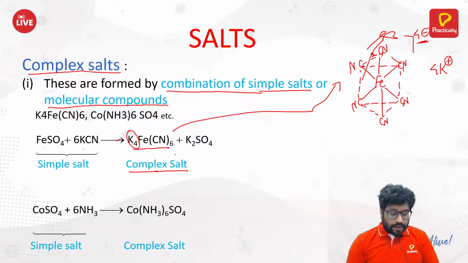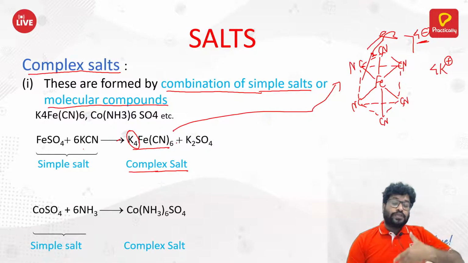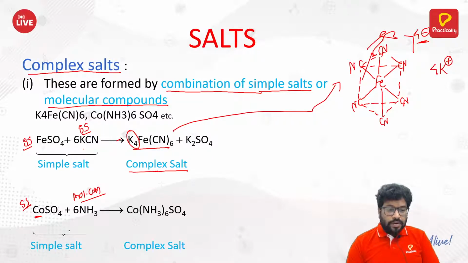Difference between complex salt and double salt: a double salt is a combination of two or more simple salts only. Whereas a complex salt can be a combination of simple salts or a combination of a molecular compound also. Here, this is a simple salt, SS. This is also a simple salt, SS. Here, cobalt sulfate is a salt, SS. What is ammonia? Ammonia is a molecular compound, right? It is not a salt. So the combination of these gives us a complex salt.